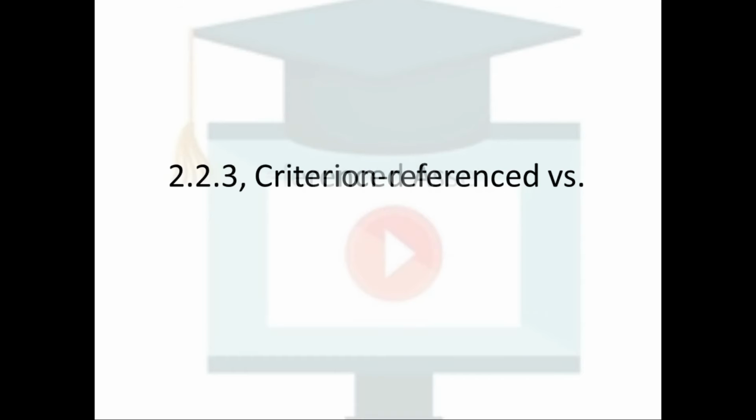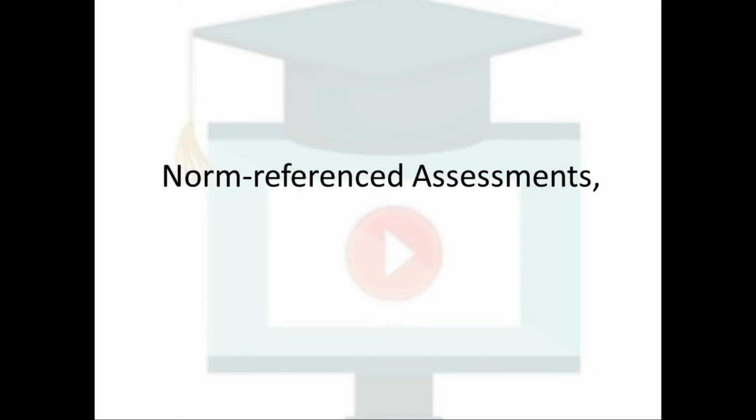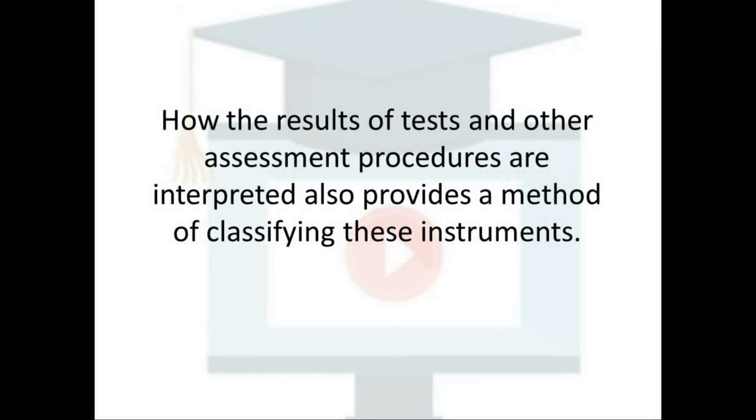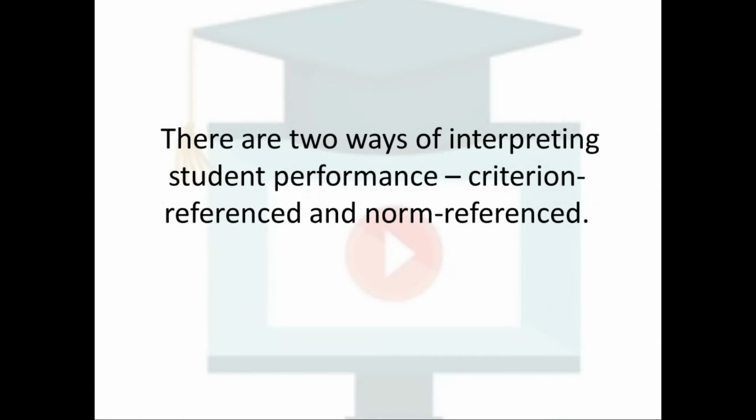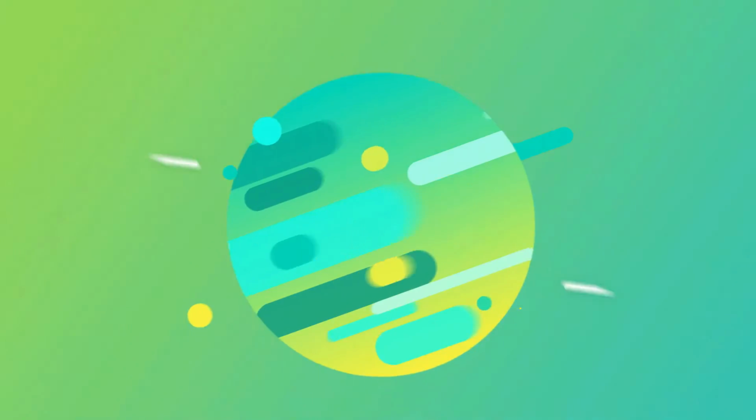2.2.3 Criterion-referenced versus norm-referenced assessments. How the results of tests and other assessment procedures are interpreted also provides a method of classifying these instruments. There are two ways of interpreting student performance: criterion-referenced and norm-referenced.